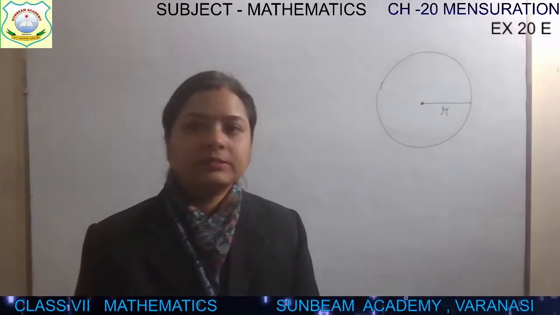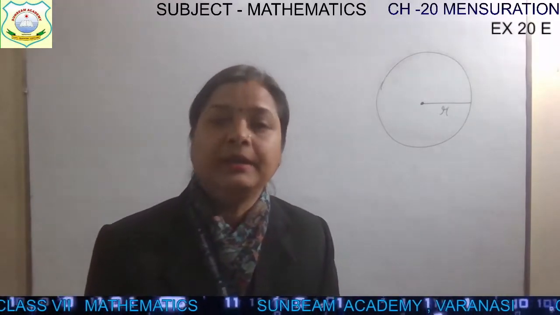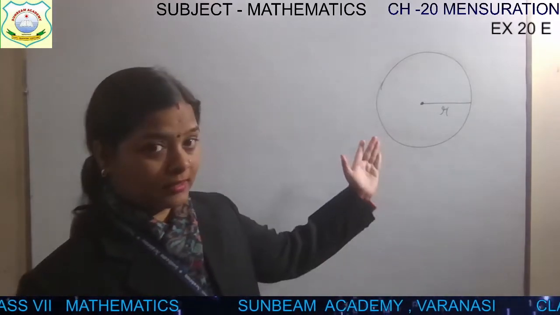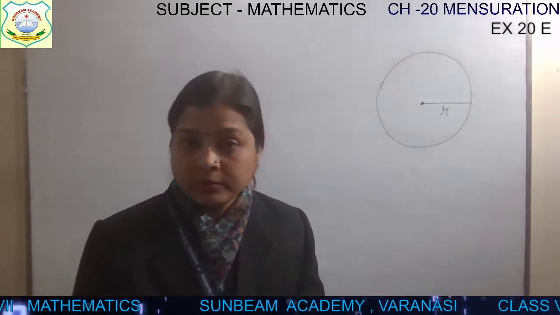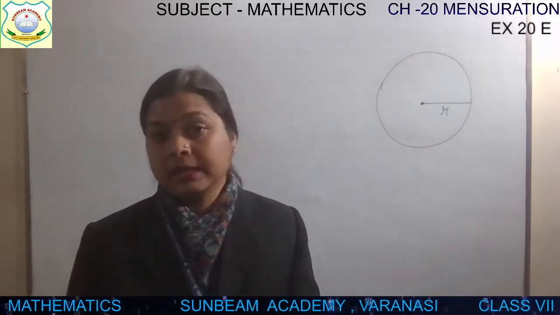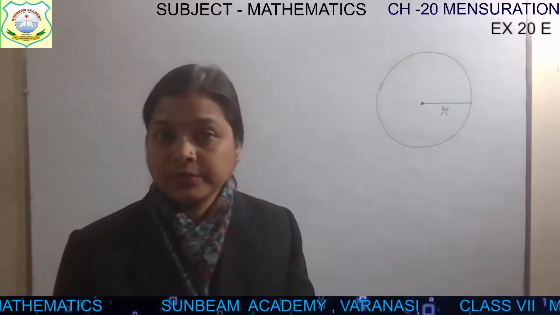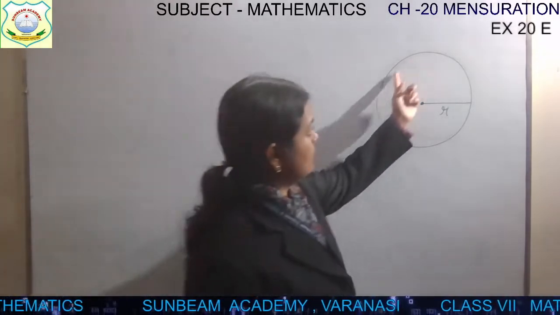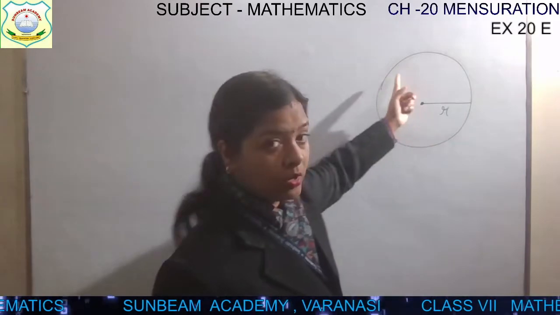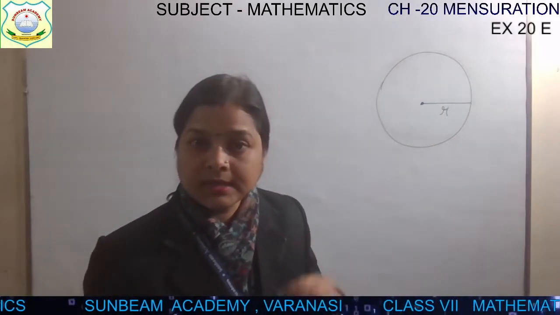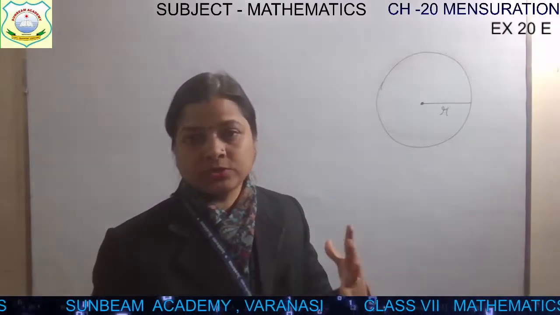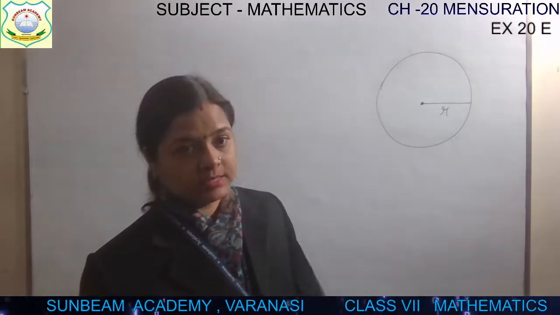In today's class we will start a new topic related to the circle. We will learn about the area of a circle and the circumference of a circle. Children, the boundary of a circle is not called the perimeter. It is called the circumference. So first of all, let's see what the area of a circle is.